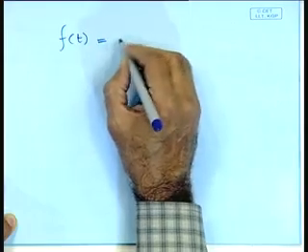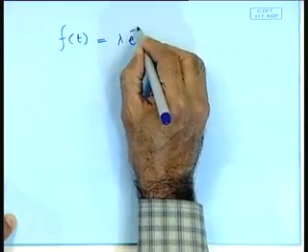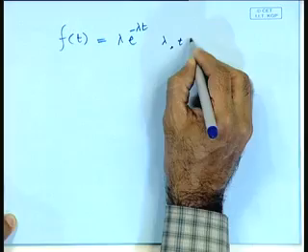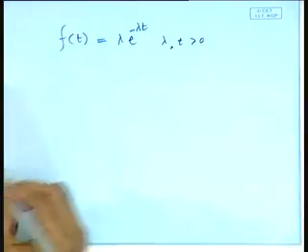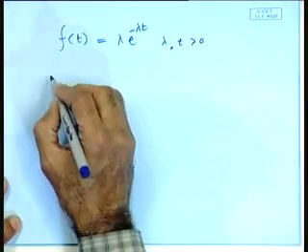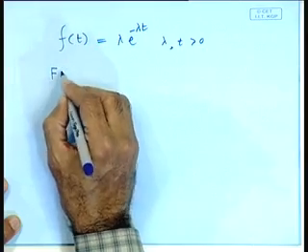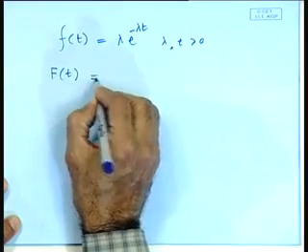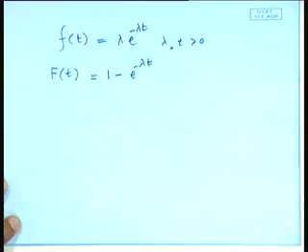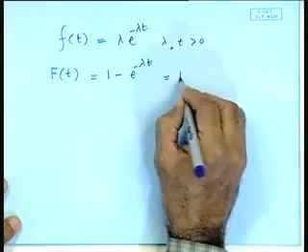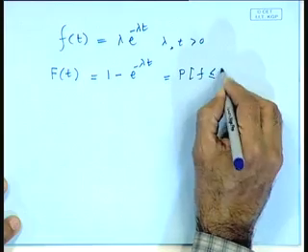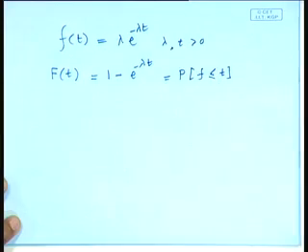F(t) is lambda e to the minus lambda t, when lambda and t are greater than 0. This is the distribution of failure time. If that is the distribution of failure time, then the probability that the item will fail before time t is up is 1 minus e to the minus lambda t. This is the probability that a failure will take place before time t is up.